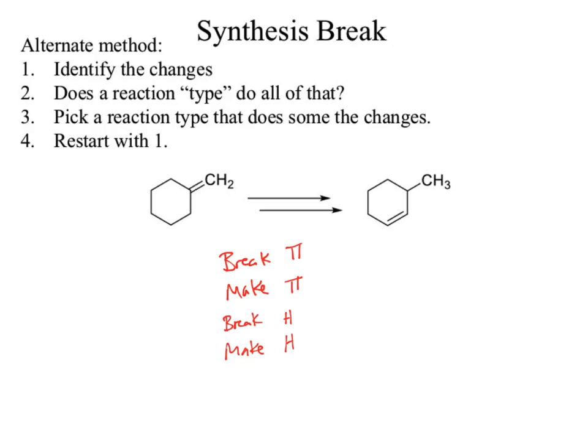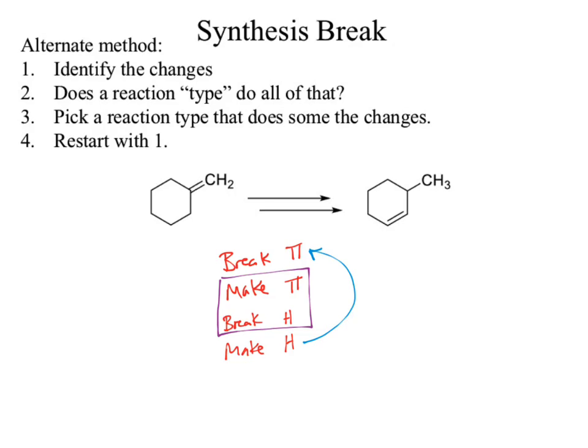So to make a pi bond, I would be doing an elimination. I need to break a hydrogen off typically. So those would be paired with each other. And the breaking of a pi bond and making of a hydrogen probably are paired with each other. So which of those two sets should I do first?